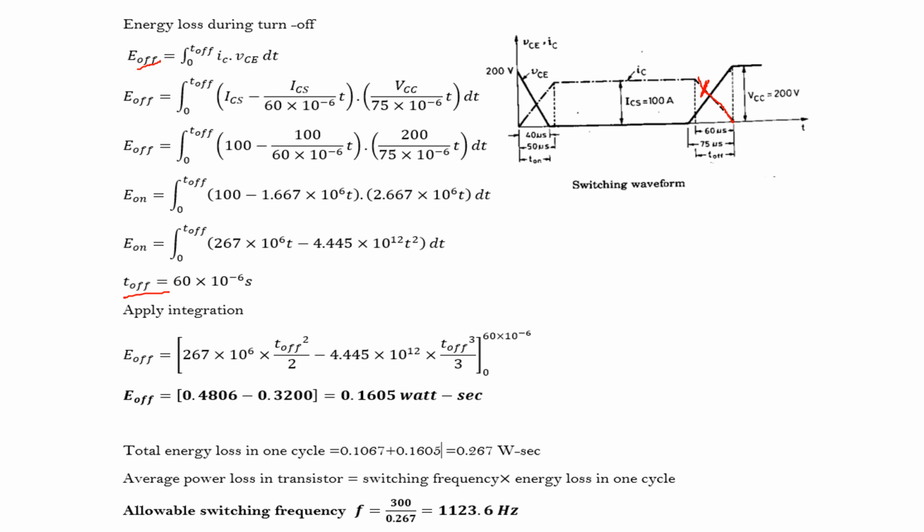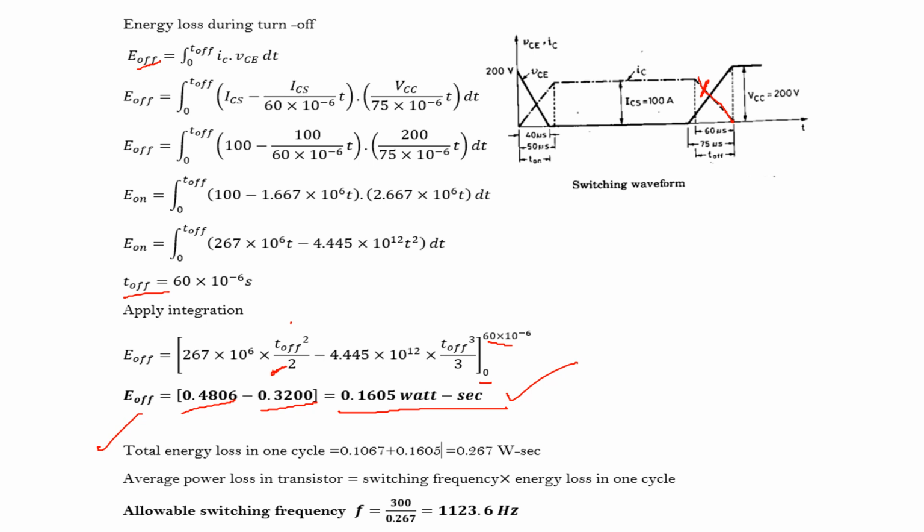So E off is 267 into 10 power 6 times T off square divided by 2, minus the term with T off cube divided by 3. The limits are 0 to 60 into 10 power minus 6. Now we substitute the value for T off. We get the answer 0.4806, and the value for the next term is 0.3200. So the net value is 0.1605 watt second.